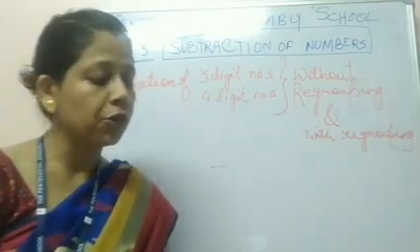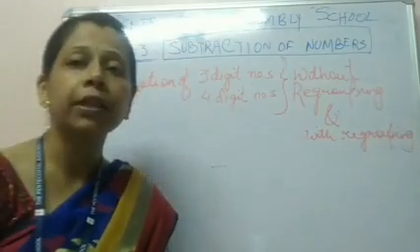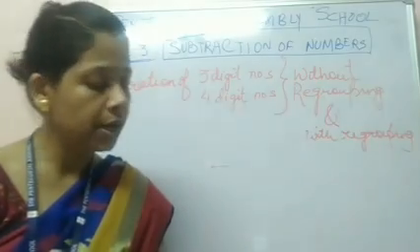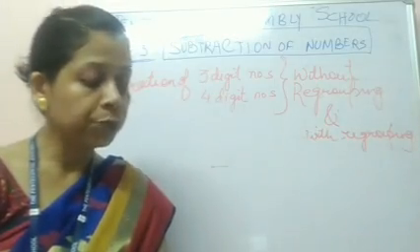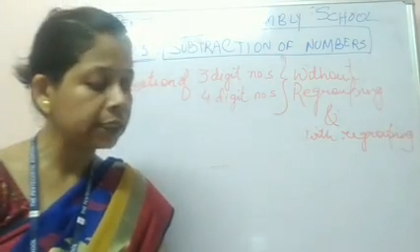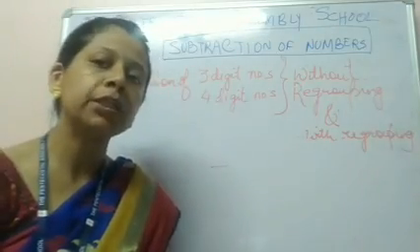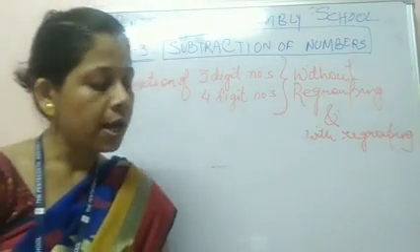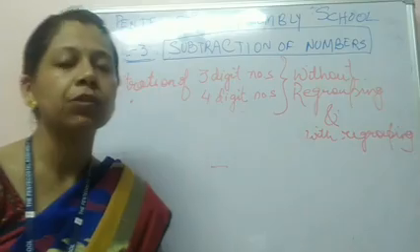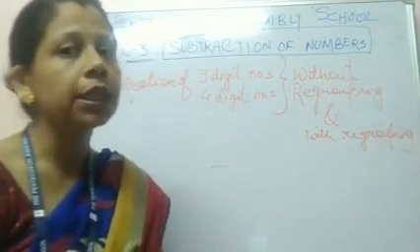So the first objective of subtraction of number chapter is to subtract 3-digit and 4-digit numbers with and without regrouping. Second objective is to solve word problems on subtraction, to solve word problems involving two operations, to frame word problems, and to estimate the difference between two numbers. So don't worry students, we are going to do each and every topic one by one. So the first topic, to subtract 3-digit and 4-digit numbers with and without regrouping, is what we are going to start today.